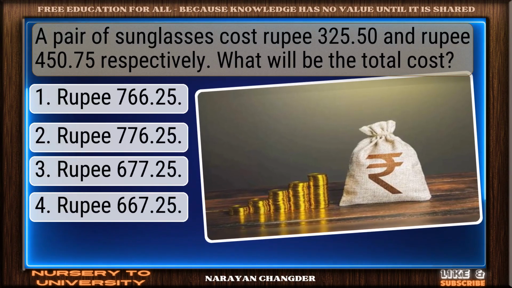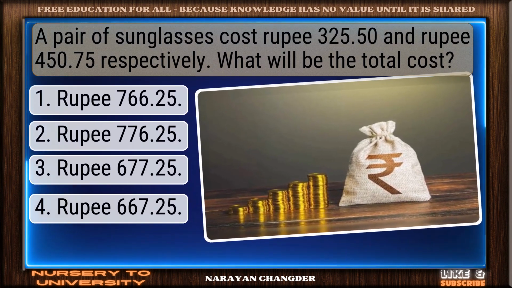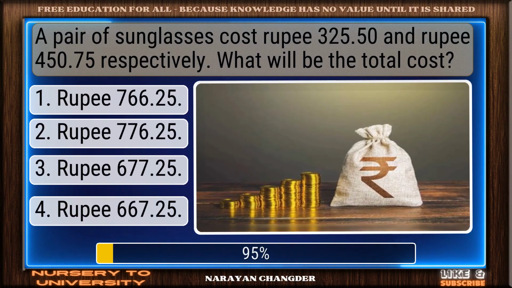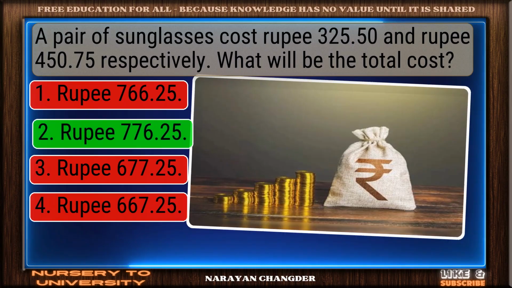A pair of sunglasses cost Rs 325.15 and Rs 450.75 respectively. What will be the total cost? Good thinking. Rs 776.25 is the right answer.